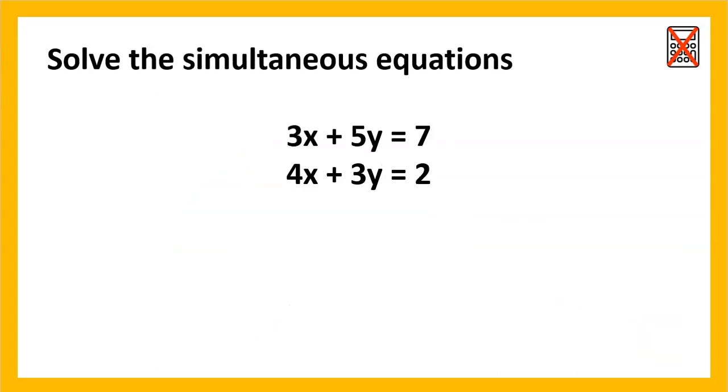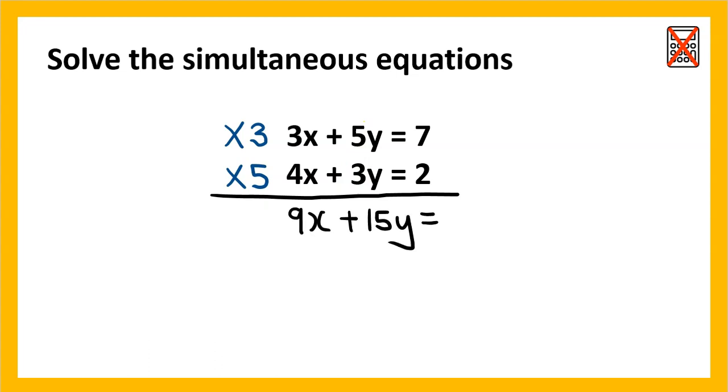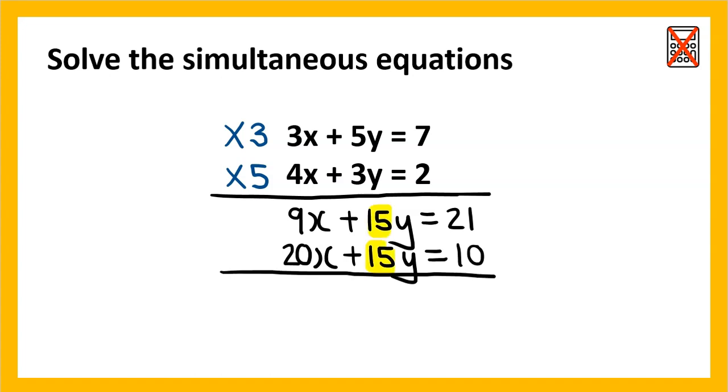Slight increase in difficulty with the intermediate question, but definitely more similar to the types of questions that you're likely to see in an exam. The lowest common multiple of 5 and 3 is 15, so we can get to 15y by multiplying the top equation by 3 and the bottom equation by 5. Timesing the top one through by 3 gives us 9x plus 15y equals 21, and multiplying the second equation through by 5 is 20x plus 15y equals 10. Now that the coefficients are the same, look at the signs in front of them. These signs are the same, so we'll use same sign subtract.